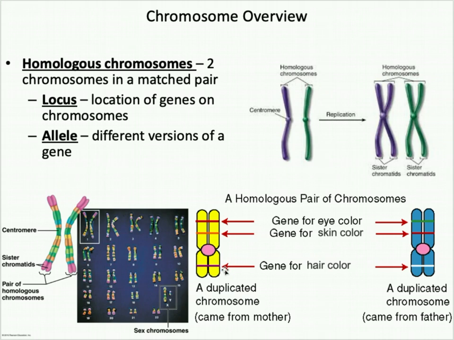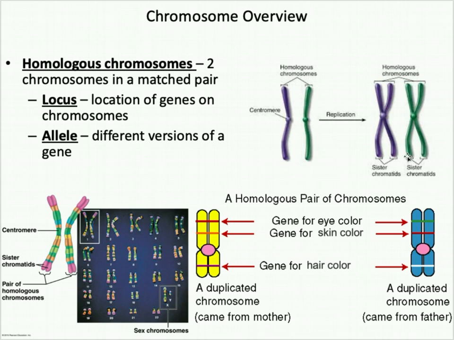And then here, locus for hair color, it could be the allele for brown hair color. But here from the dad, we can have the allele for blonde hair color. So you see that this pair of homologous chromosomes have the same genes at the same loci. Loci is plural for locus, L-O-C-I. It has the same loci for the same genes, but we can have different alleles for those genes.